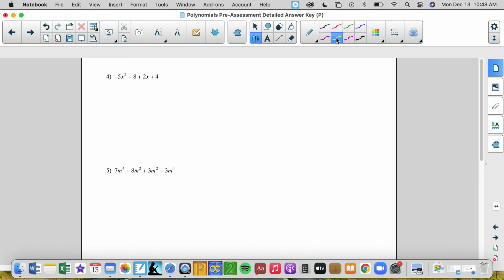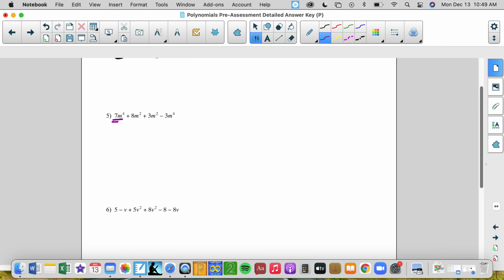We have x squared, no partner for x squared. We have a constant, which has a partner, and then we have 2x, which also doesn't have a partner. So it's going to be negative 5x squared plus 2x, and then it's going to be minus 4. We're going to combine those constants. The other two terms don't have a partner or a like term.